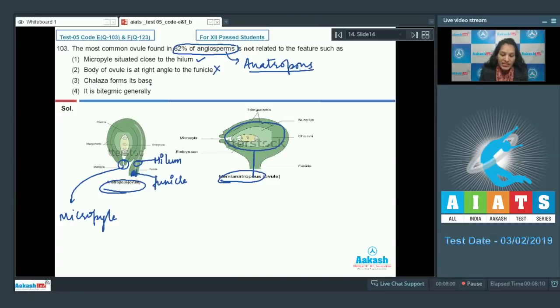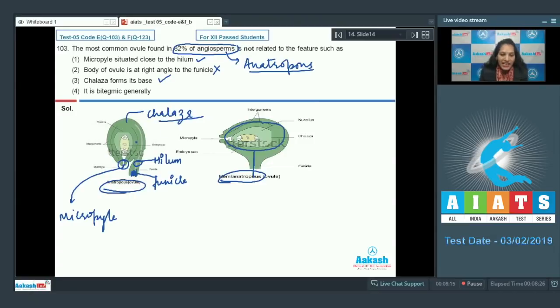Third, chalaza forms its base. It is true because this is the micropyle and the opposite side of the micropyle is called chalaza. And it forms the base of the ovule. So this is correct. Fourth, it is bitegmic generally.